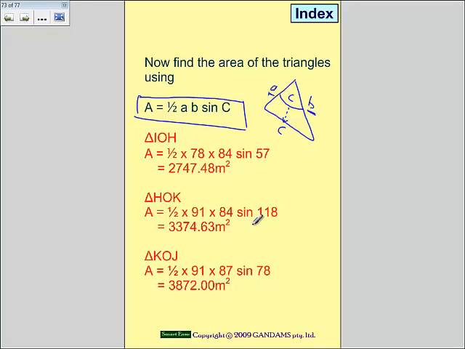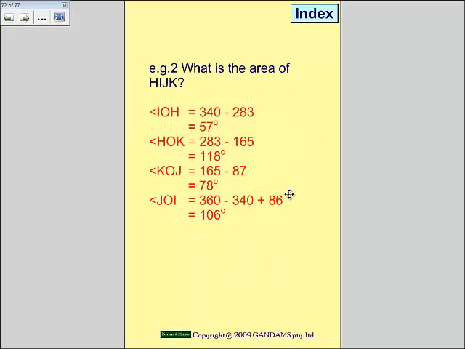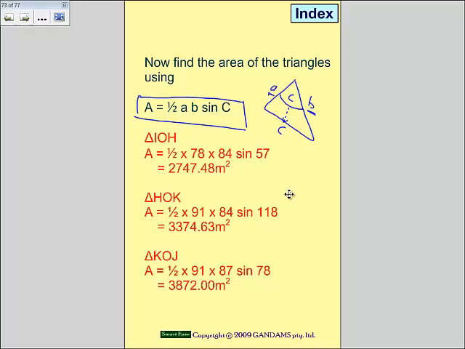And in terms of our diagram, that's pretty much what we've got. So you can see side length 87 and 91 make up the 79 degrees in the middle. Side length 91 and 84 make up the 118 degrees in the middle. 78, 84 make the 57, and the 78 and the 87 make up the 106. So back to the old repeated calculations there.